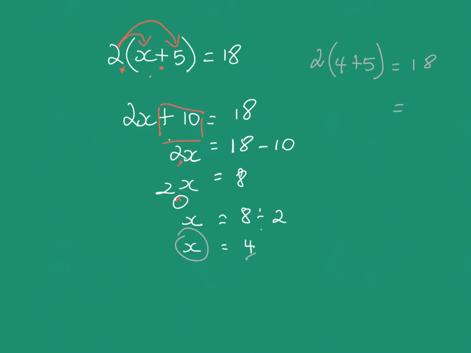Let's solve the brackets first. So 4 plus 5 is 9. We bring the 2 down. Remember there's a multiplication there, so 2 times 9 is 18. So we know we are correct.